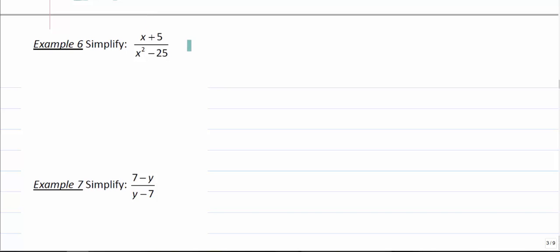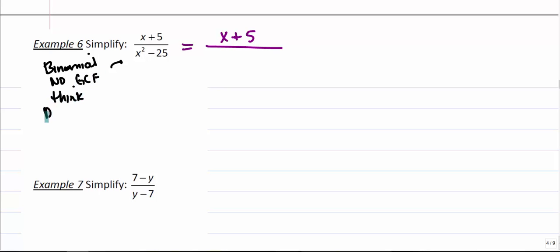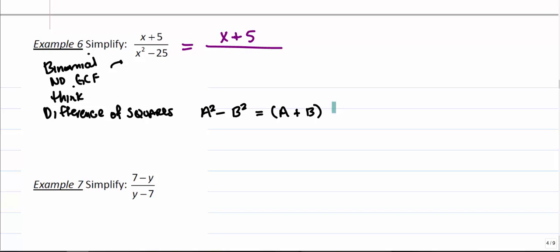Let's see. So when I look at this one immediately, x plus 5, nothing I can do with that. X squared minus 25 is a binomial, and there's no GCF. So you want to think difference of squares. Difference of squares was simply the ability to factor a number squared or something squared minus something else squared into the sum of what's being squared times the difference of what's being squared.